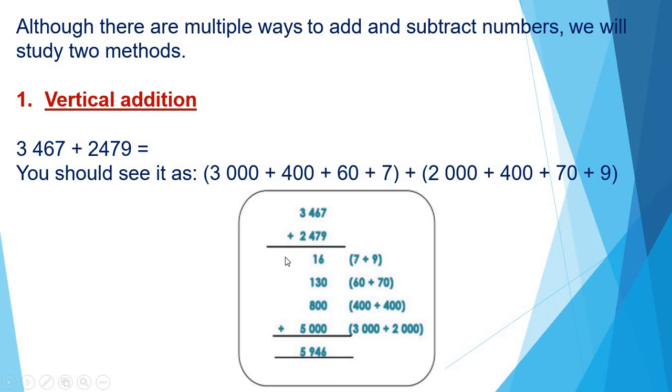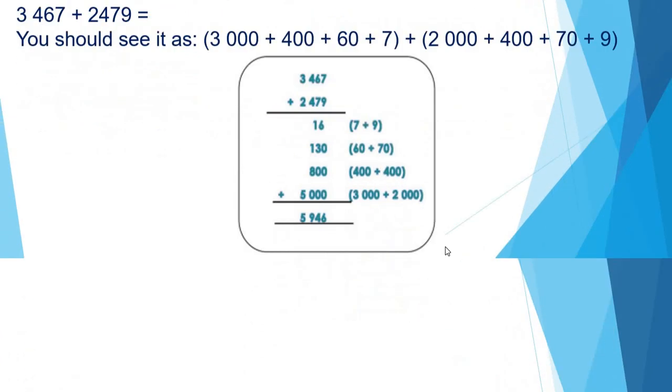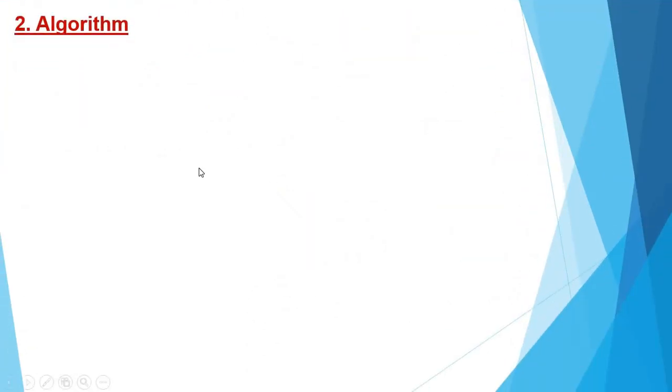So over here in this section, you can see it's 7 plus 9 equals 16. Then you add the tens, which is 60 plus 70 equals 130. Then you've got 400 plus 400 is equal to 800, and 3,000 plus 2,000 is equal to 5,000. Your answer is 5,946.